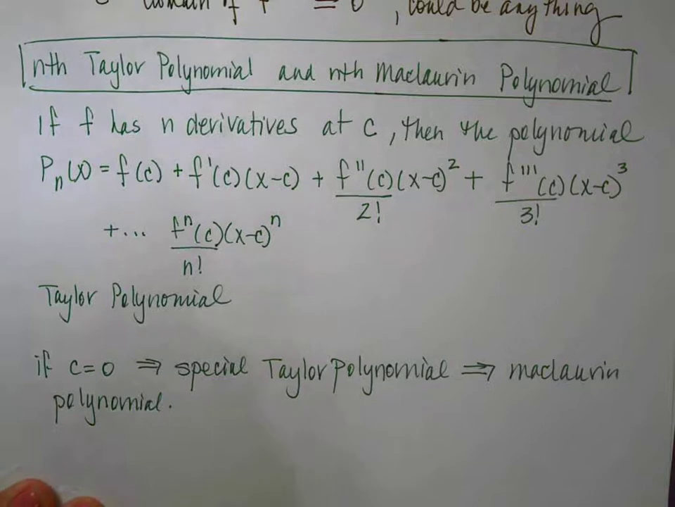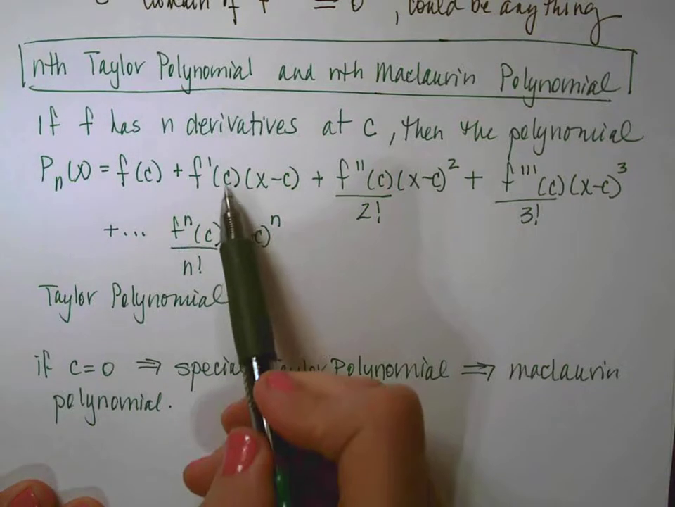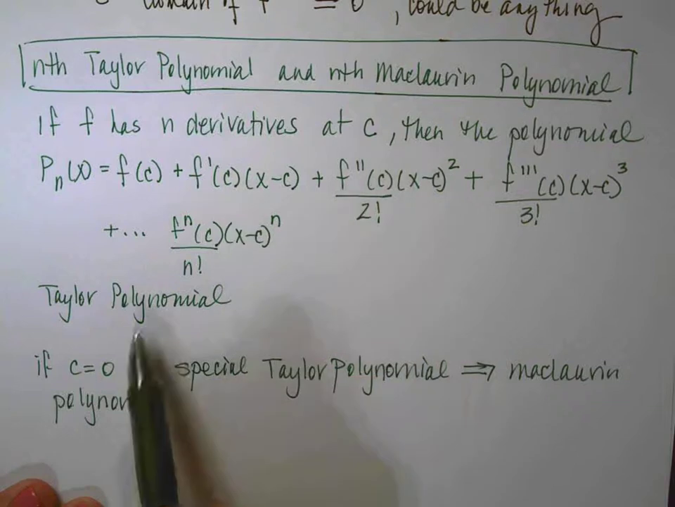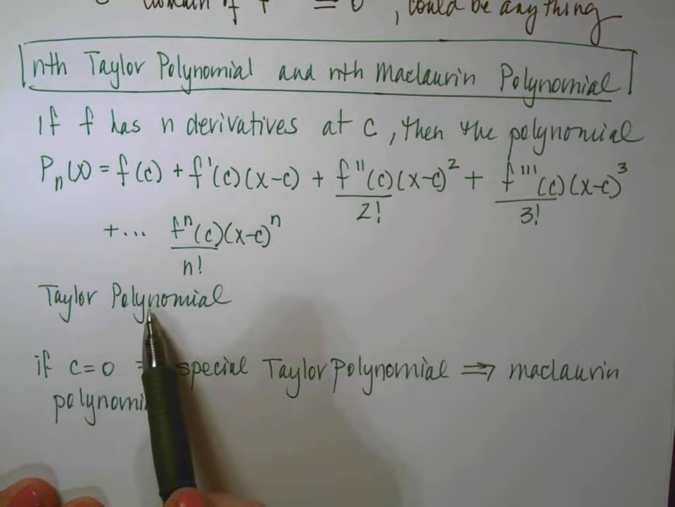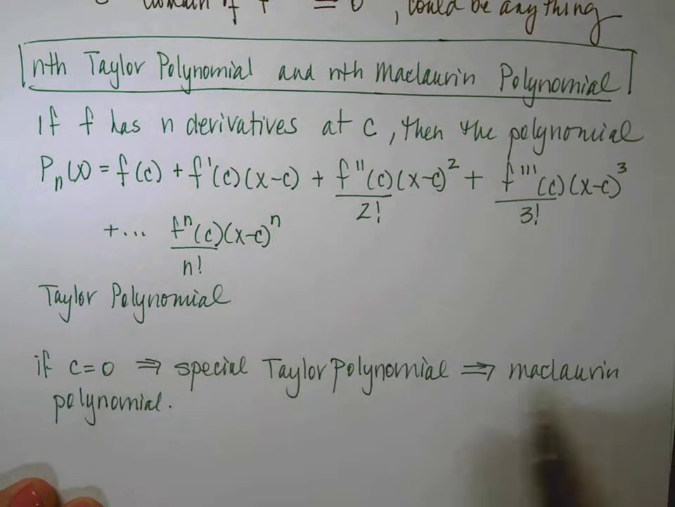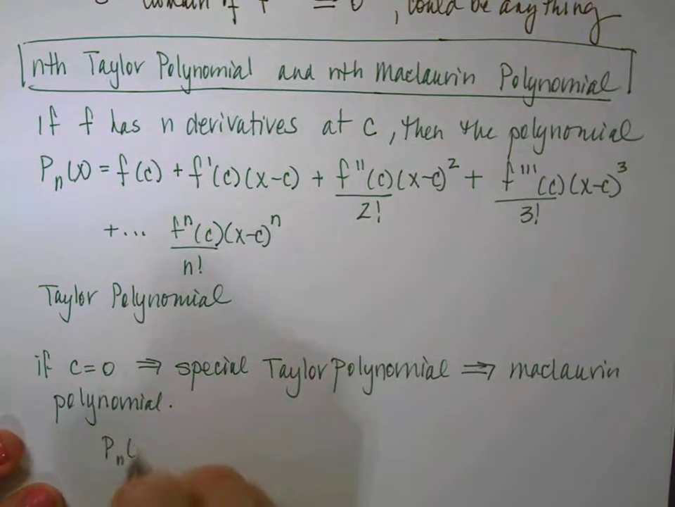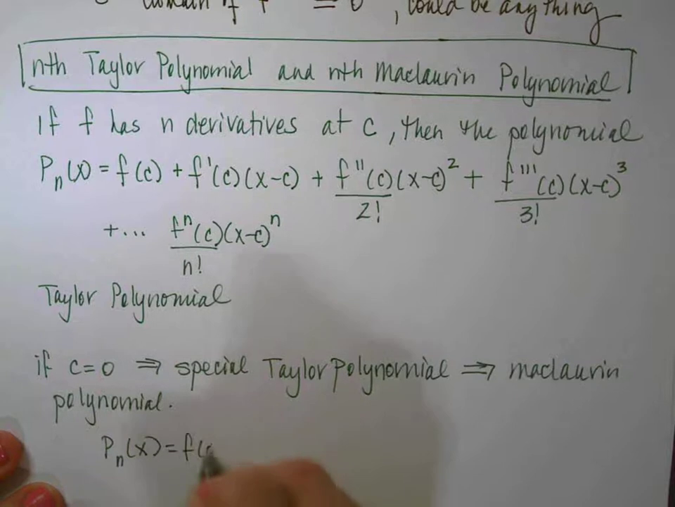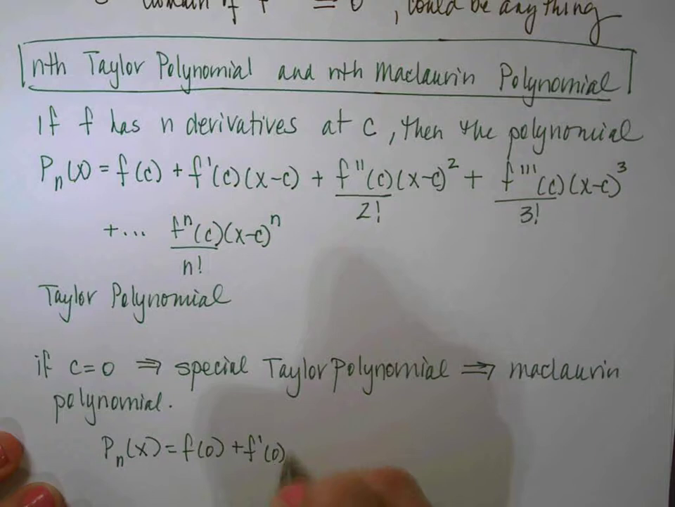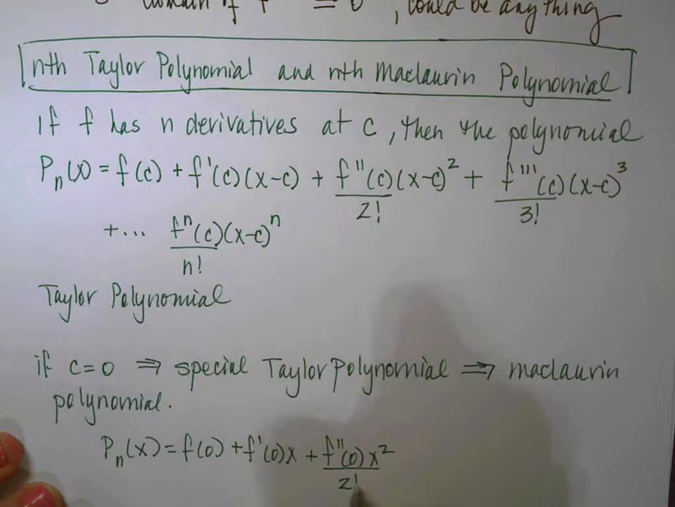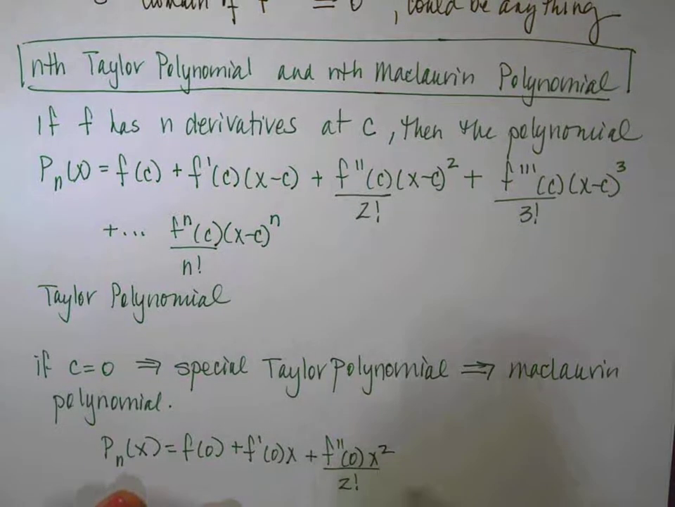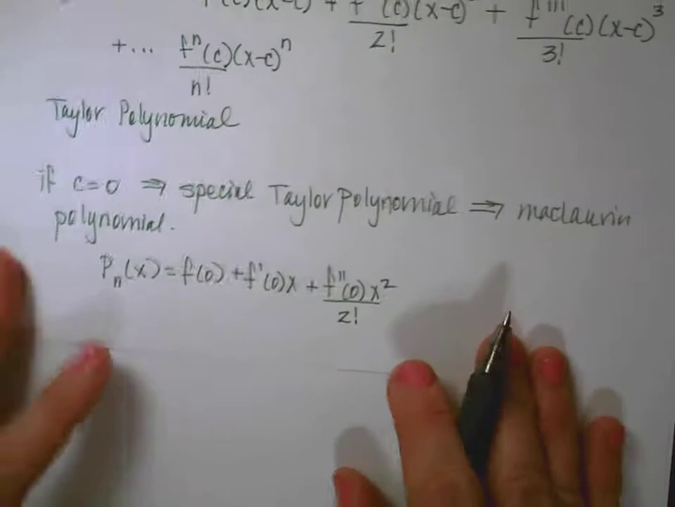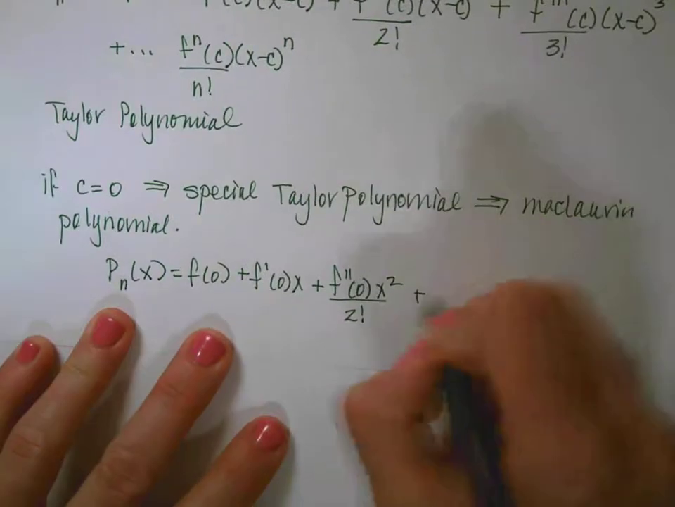So, if I am trying to find a polynomial approximation at a given value of c, and c is not 0, then that's a Taylor polynomial. If c is equal to 0, then that is a Maclaurin polynomial. Alrighty? So, if this is true, then that means that I'm going to have f of 0 plus f prime of 0 times x plus f double prime of 0, x squared over 2 factorial, because when I subtract x minus c, and if it's 0, then things go away.